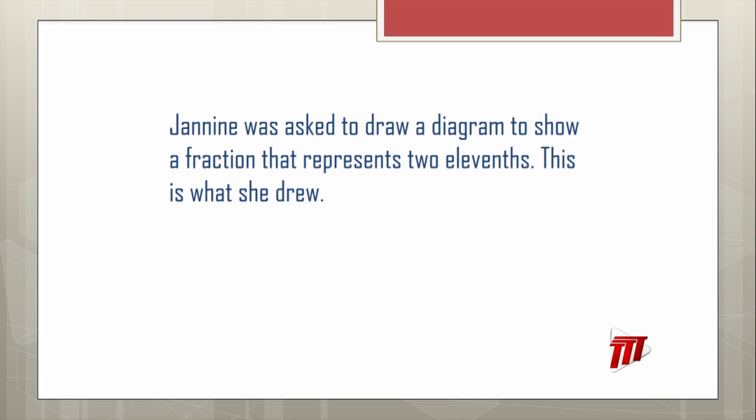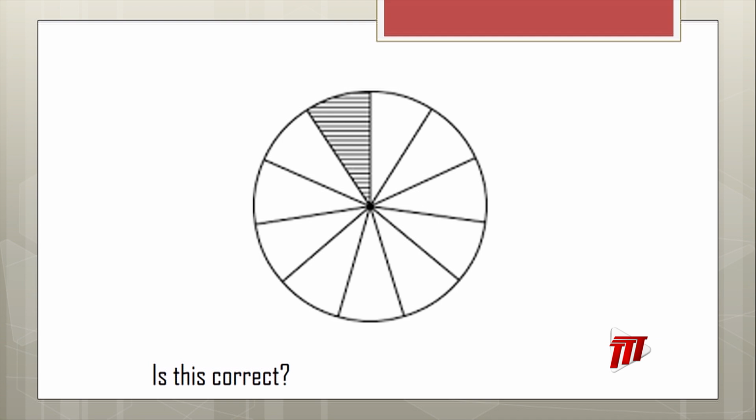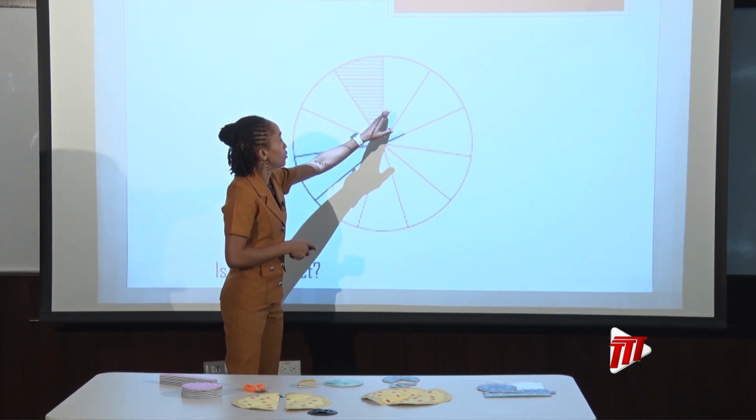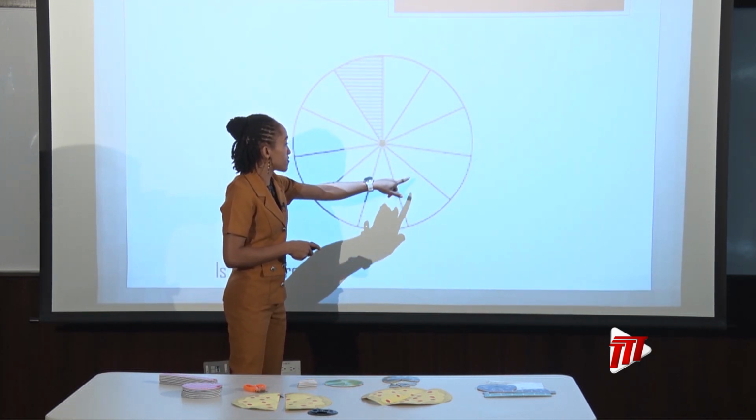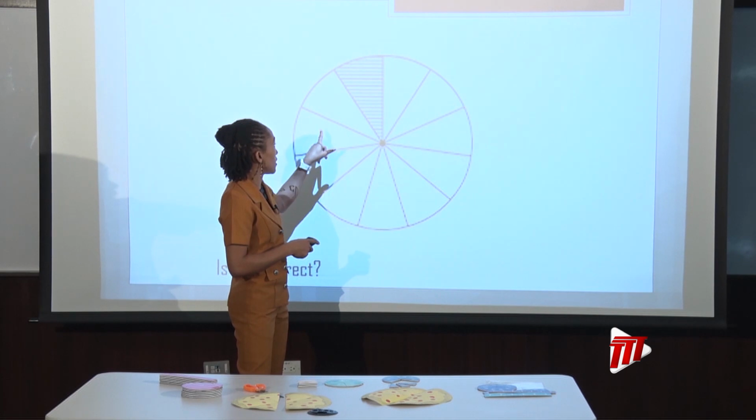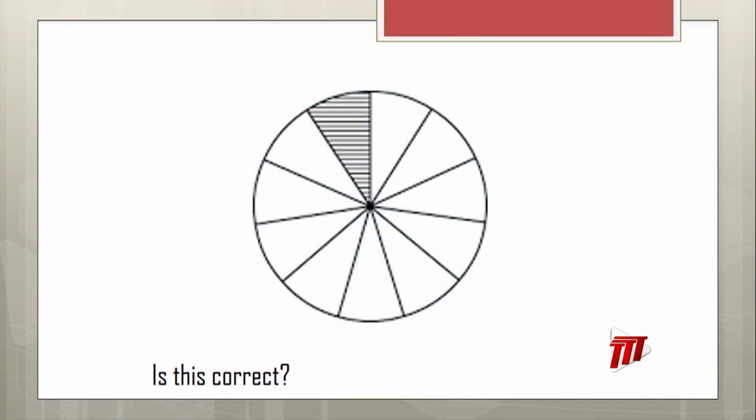Okay, let's try this one now. Janine was asked to draw a diagram to show a fraction that represents 2/11ths. This is what she drew. So let's count. You will count with me. 1, 2, 3, 4, 5, 6, 7, 8, 9, 10, 11. So our denominator is 11.